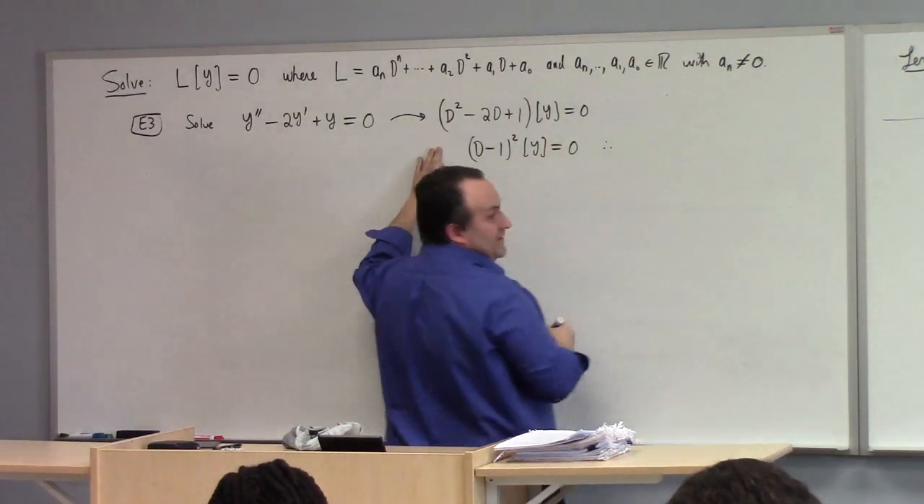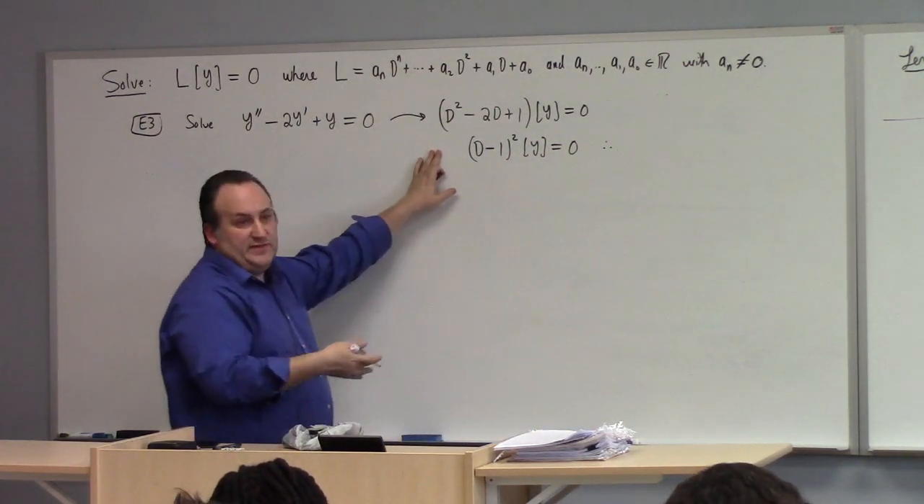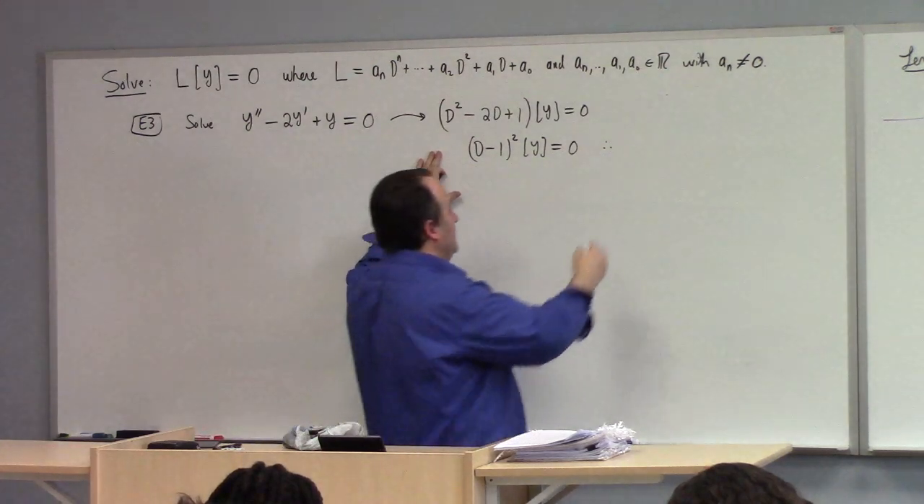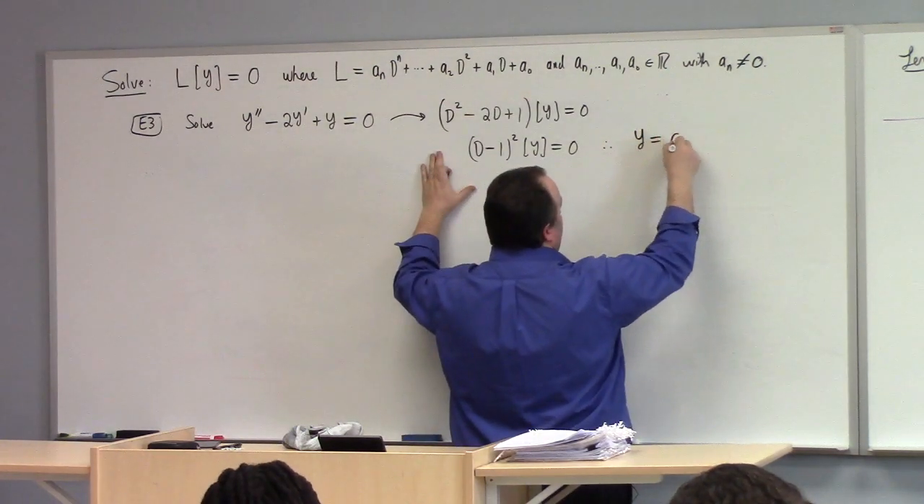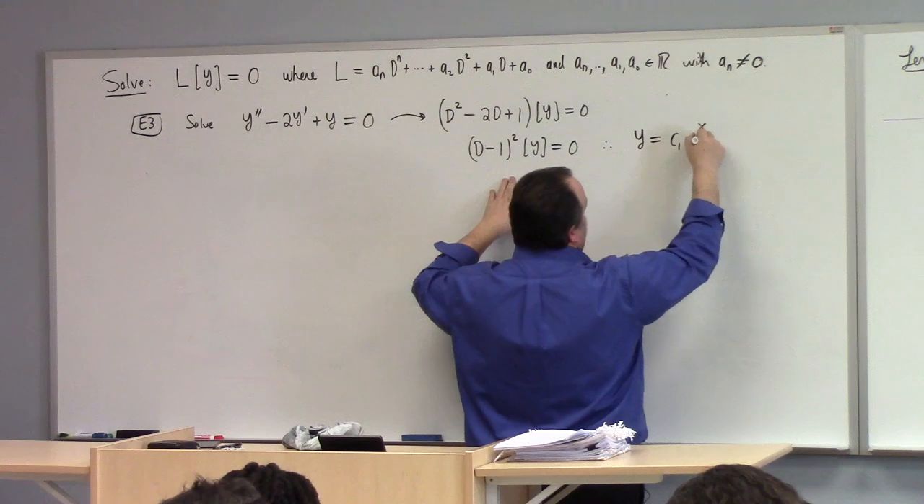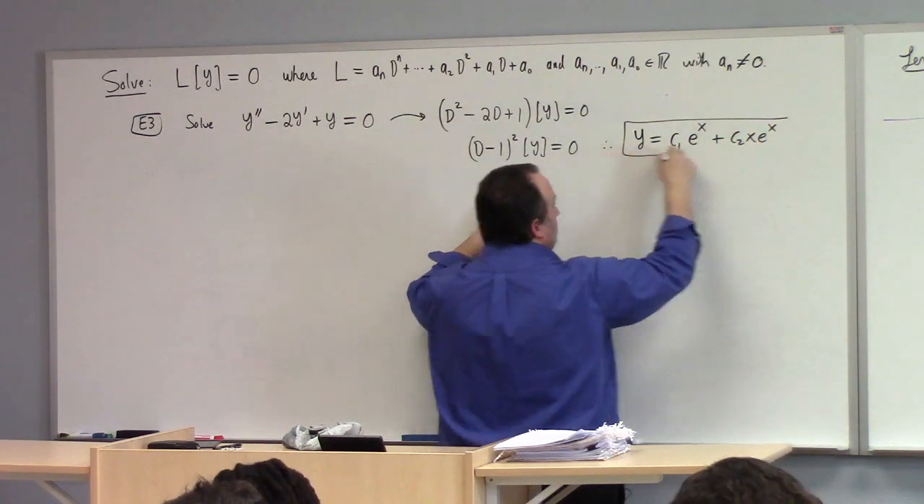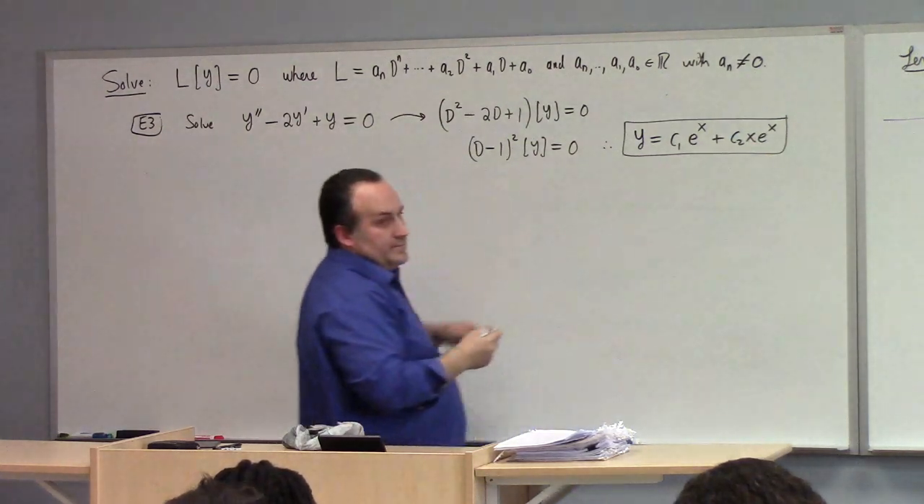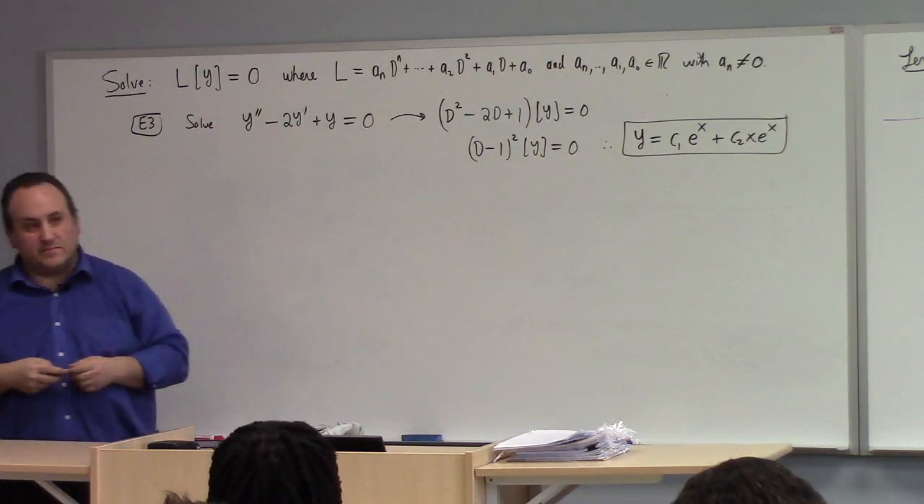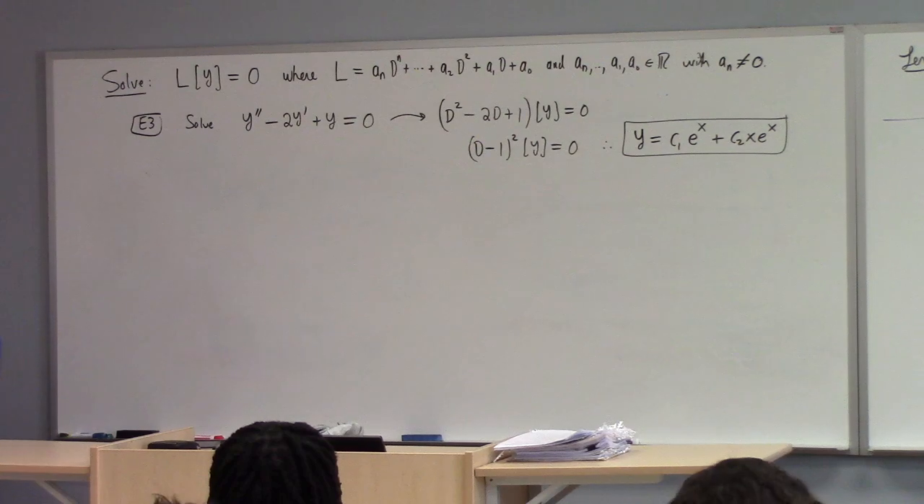Therefore, by the theory last class and by lemma 2 today, the solution is simply y equals c1 e to the x plus c2 x e to the x. Done. That's the general solution. It's second order. I just built a solution with 2 linearly independent functions. To connect with the lemmas, what's my lambda equal to here?